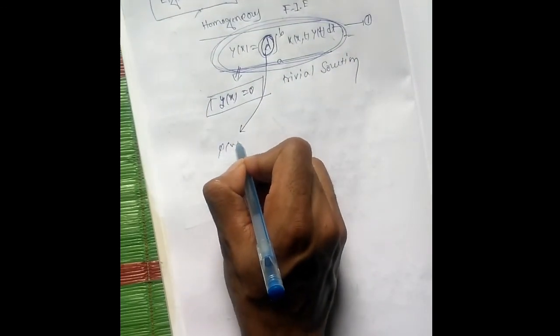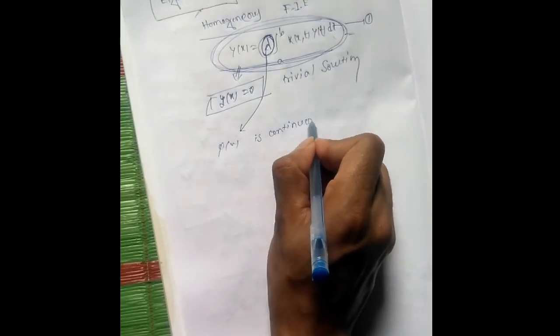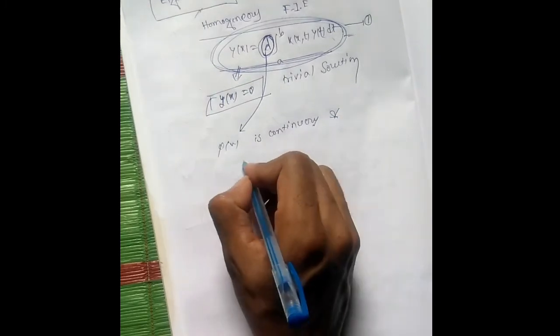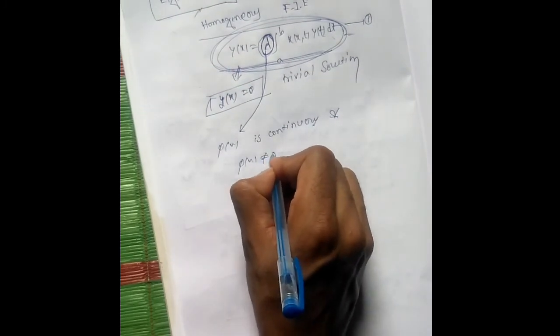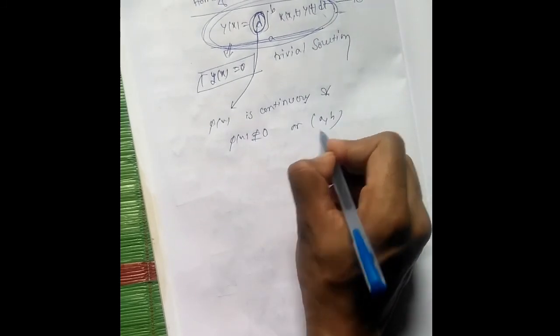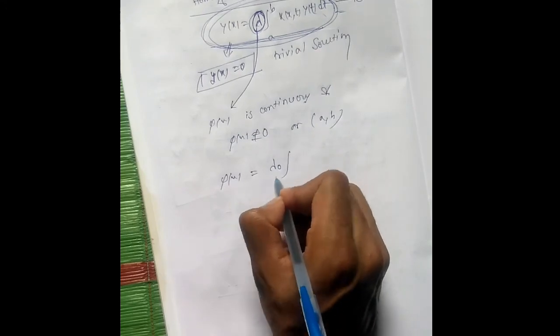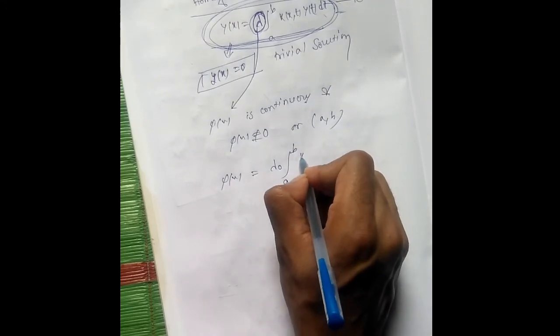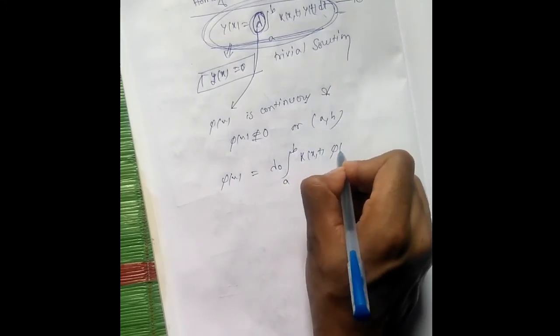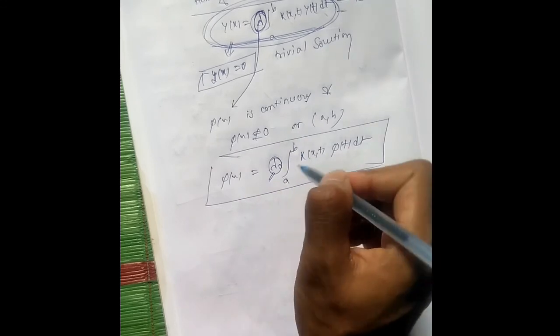Suppose φ(x) is continuous and non-zero on [a,b], and if φ(x) = λ₀ ∫ from a to b of K(x,t) φ(t) dt, then this is an eigenfunction corresponding to the eigenvalue λ₀.